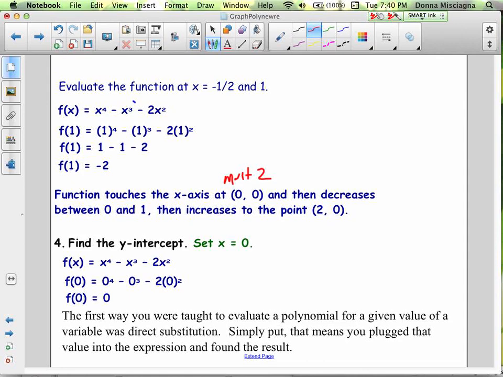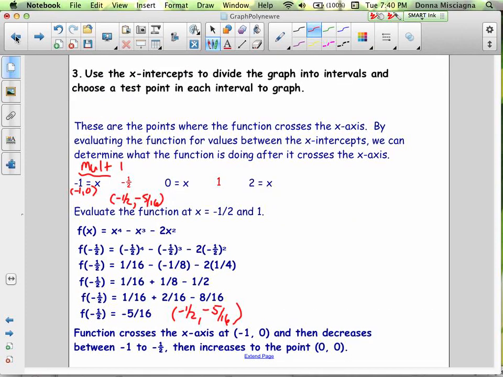We also want to graph our y-intercept. If you plug in 0 for x, of course you get 0. That makes sense, because 0 was an x-intercept, so of course 0 is going to be a y-intercept. Now you might have found this to be a little tedious in terms of the evaluating. 1 was no problem, but you can do something called synthetic substitution.